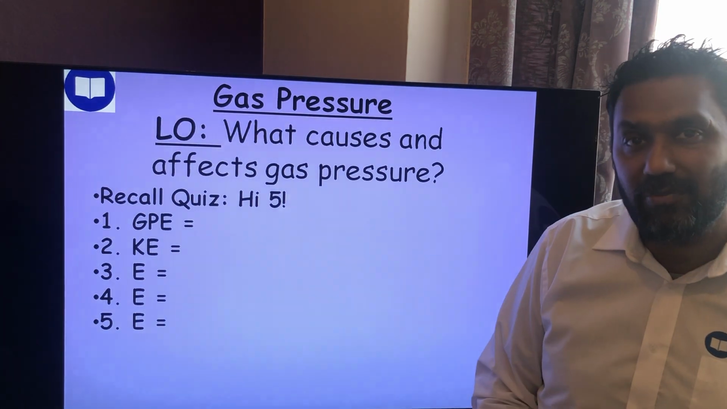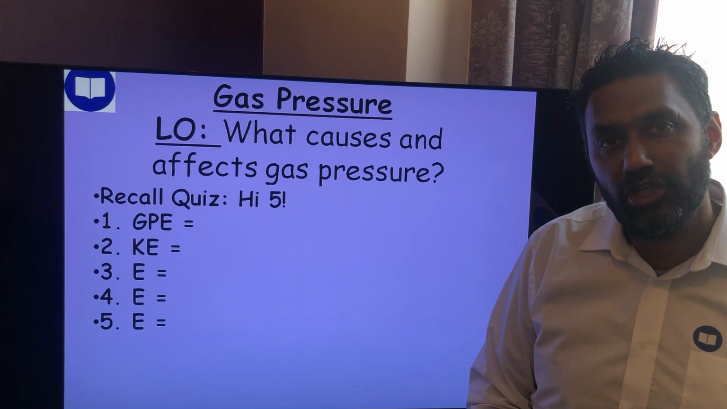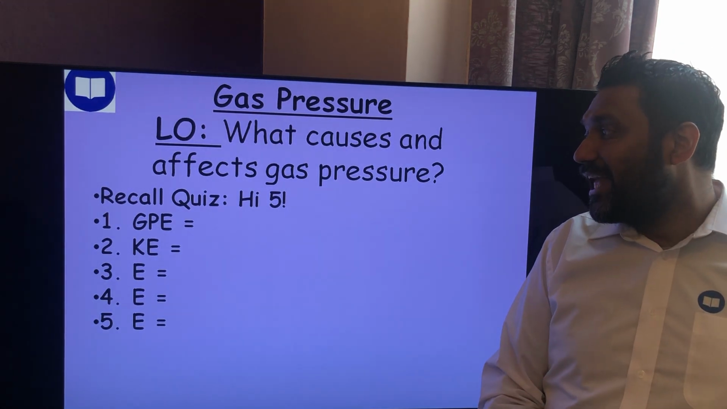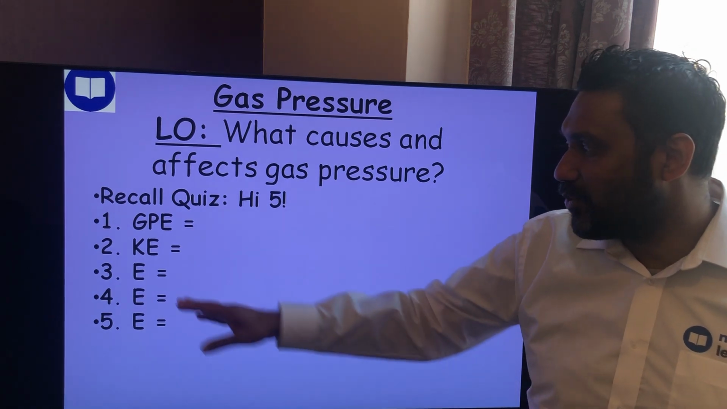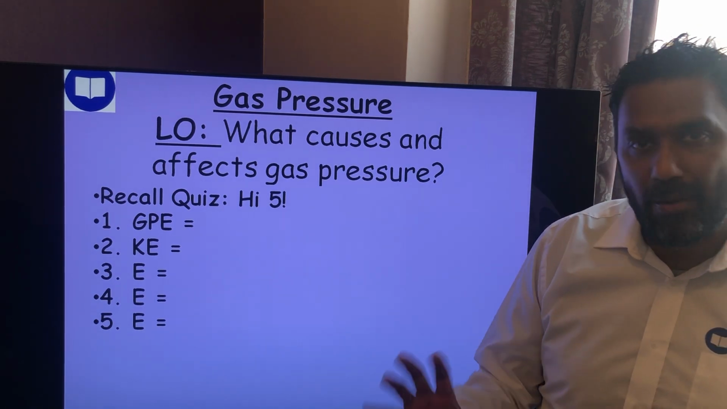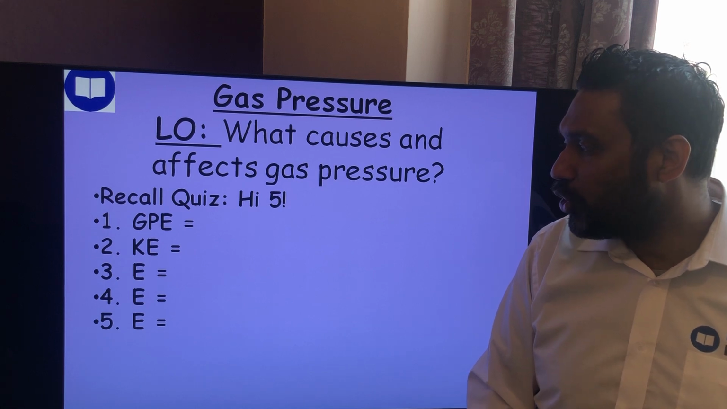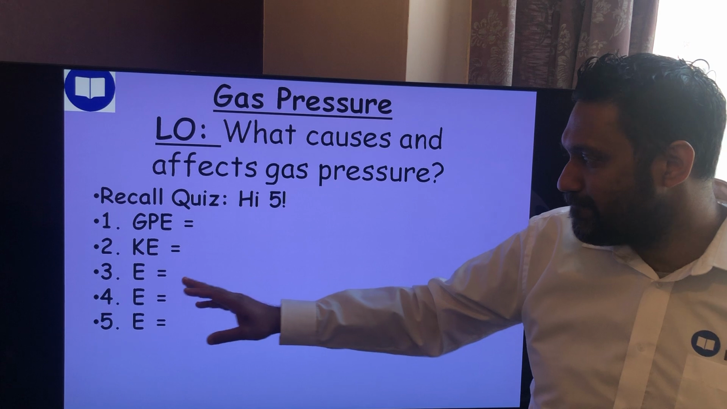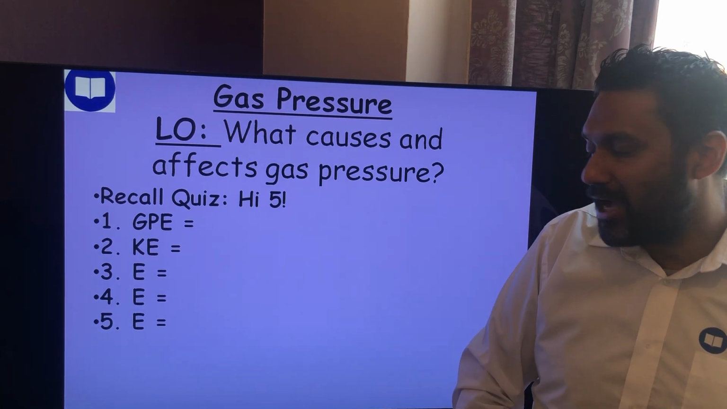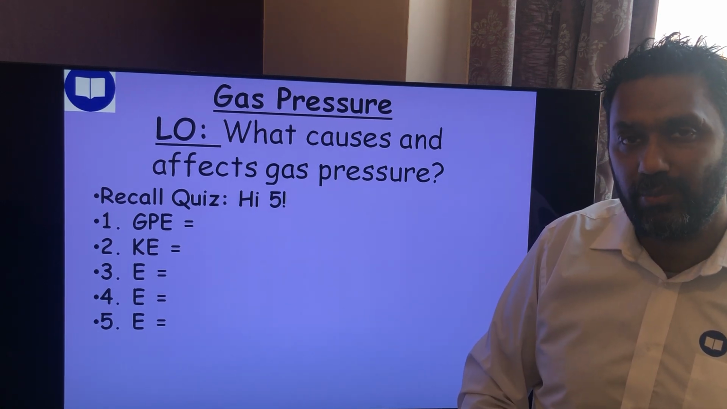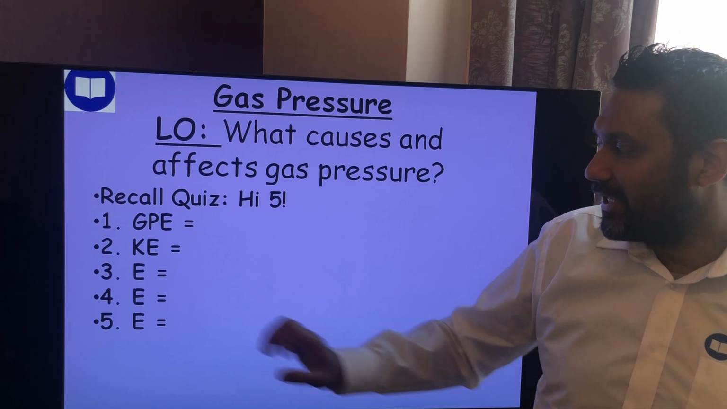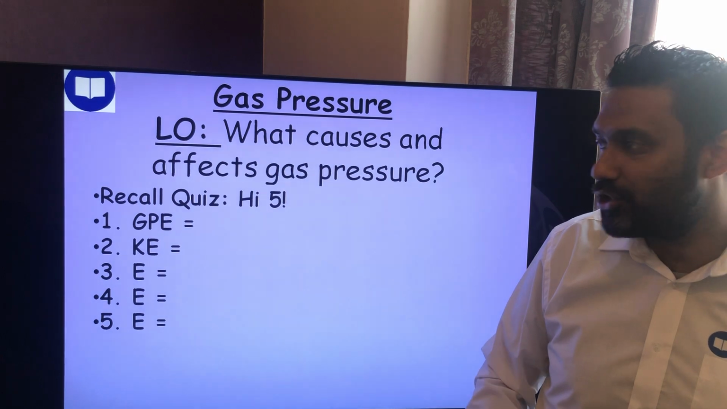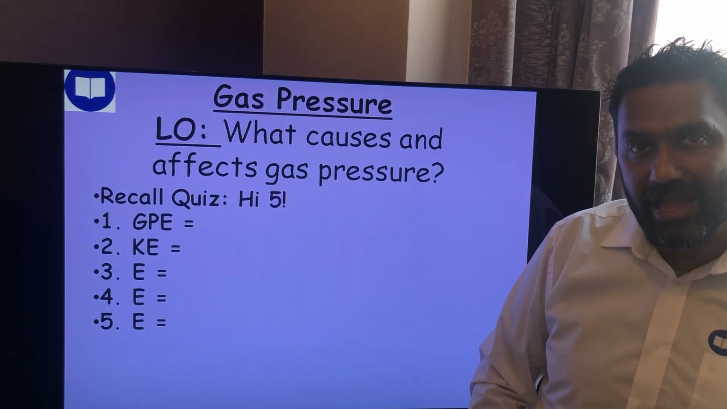However, number 1, GPE equals; number 2, KE equals; number 3, E equals, now this is the one to do with power, so think about how power and energy are related; number 4, E equals, talking about specific heat capacity, what's that one? And number 5, from our previous lesson on latent heat, E equals what? Press pause, have a go at answering those questions, and if you're done, we'll go through the answers now.